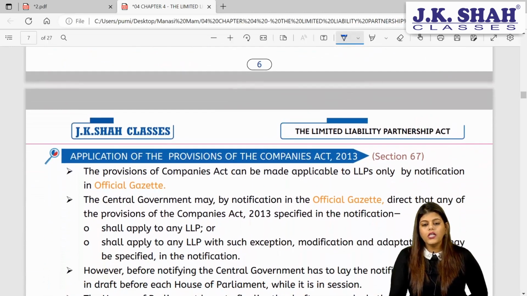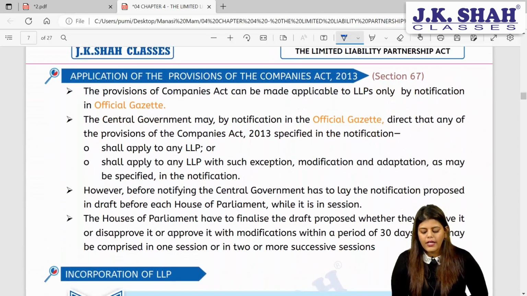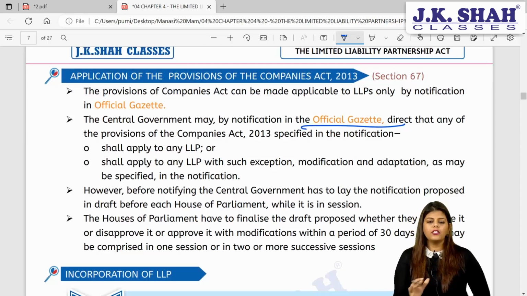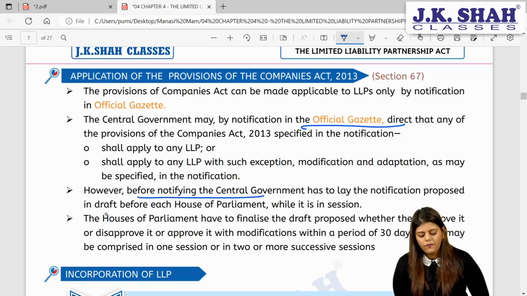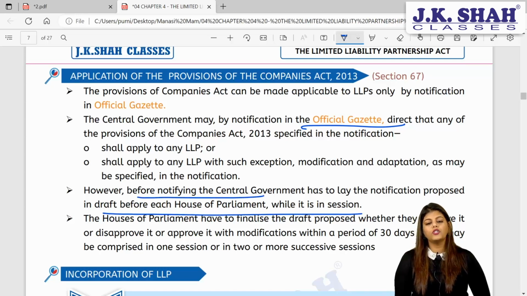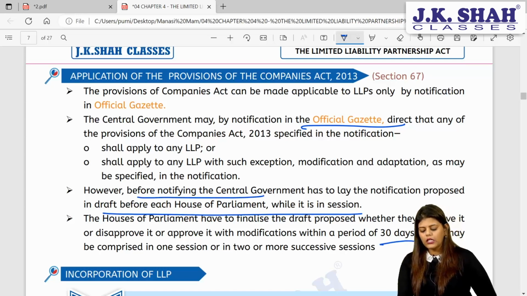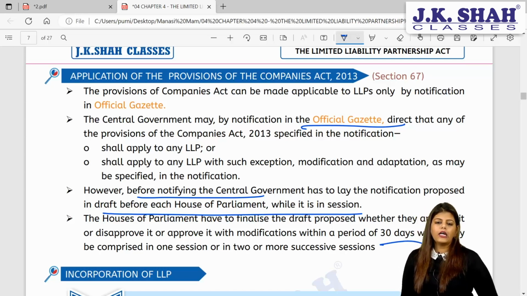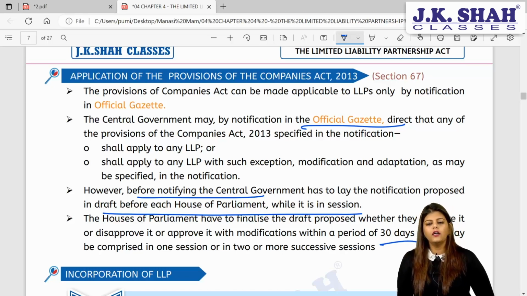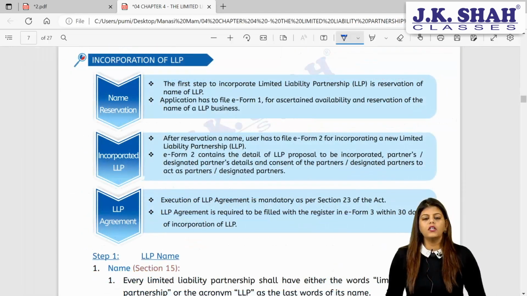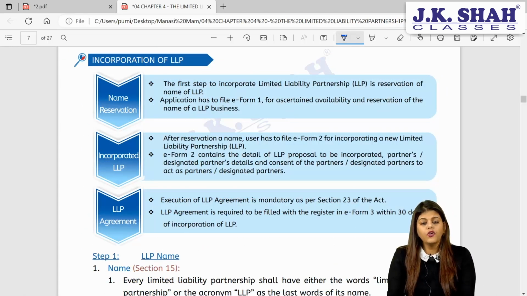So in your module, it's given in different places. I'm just combining everything together. So central government will notify in the official gazette if there is any provision of Companies Act applicable or not. But before that, they have to get the notification proposed in both the houses of Parliament. Within 30 days they will finalize whether this has to be applied or not. The next concept is incorporation of LLP.